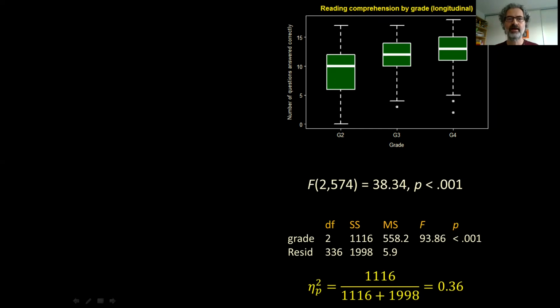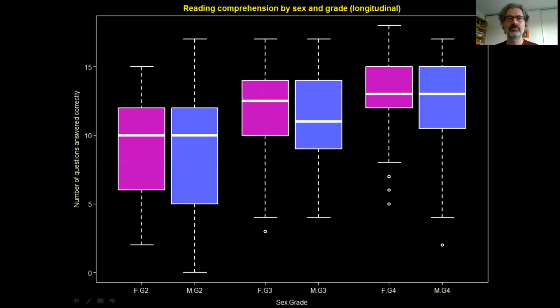What if we have more than one independent variable? Let us consider the case where we have this repeated measures factor as well as a between groups factor, so sex and grade. This is the box plot for the data broken down by sex and grade. Remember that the different grades correspond to the same children. They're longitudinal measures.